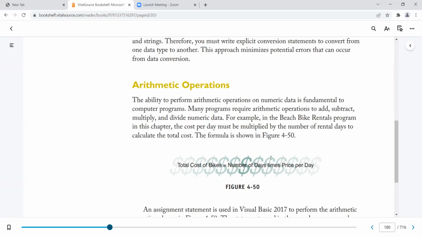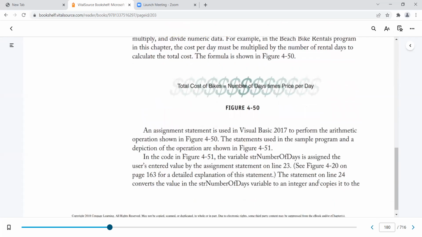So, arithmetic operations. We have add, which is plus, minus, multiply, divide, and exponent. Add is very easy. Addition, right? We use the plus symbol. Okay, so you can see here.